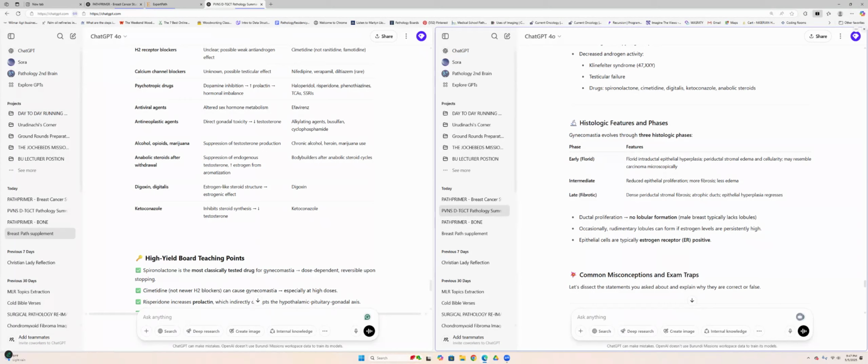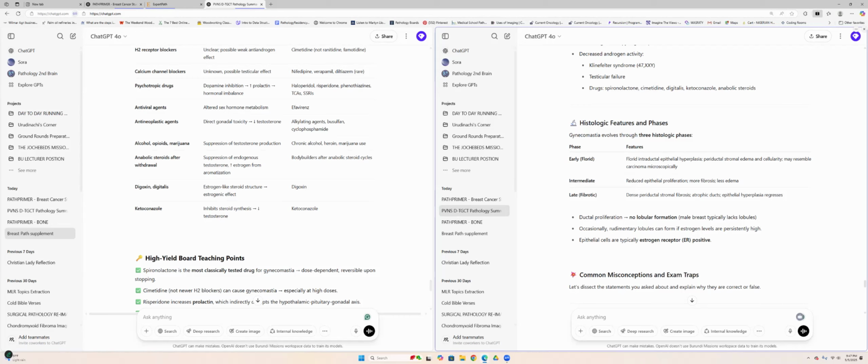The intermediate phase, what is the intermediate phase? Reduced epithelial proliferation, then increased fibrosis, then less edema. So what is the late phase? That's dense periductal stromal fibrosis, atrophic ducts, then regression of the epithelial hyperplasia.